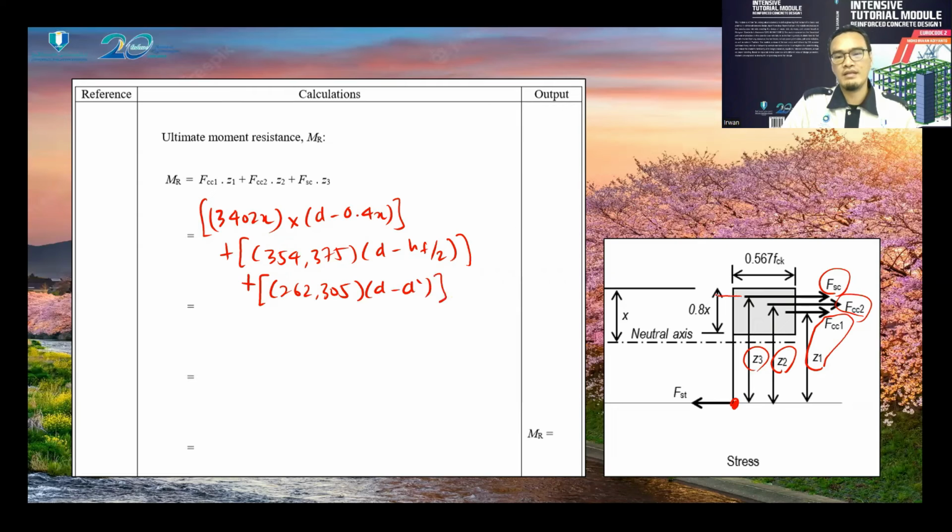Here is our d prime. Just recall our previous tutorials. So, can I have the final answer? Our moment resistance is 415 kilonewton meter. Good. You settle one by one, and then you use your calculator.